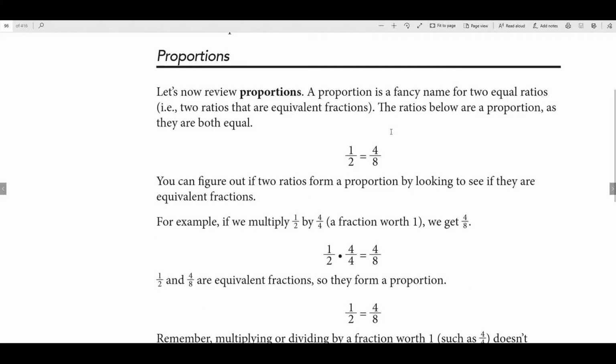All right, let's look at proportions. A proportion is a fancy name for 2 equal ratios. Ratios that are equivalent fractions like these here. Okay, if you could multiply half by a fraction that means 1, like 4/4, because remember this is the same as, yes, I need my notes.